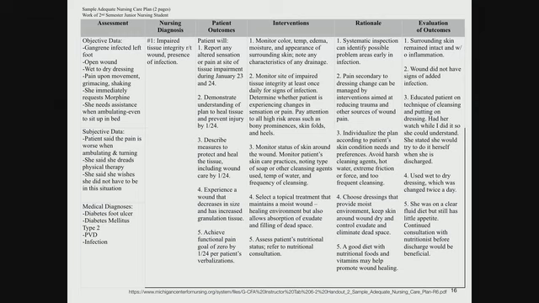Experience a wound that decreases in size and has increased granulation tissue, and achieve functional pain goal of 0 by 1/24 per the patient's verbalizations. So when they come in and they ask you on that pain scale, are you at a 0 or a 10 or somewhere in between, the goal is that the patient will say, I'm at a 0. In other words, no pain.